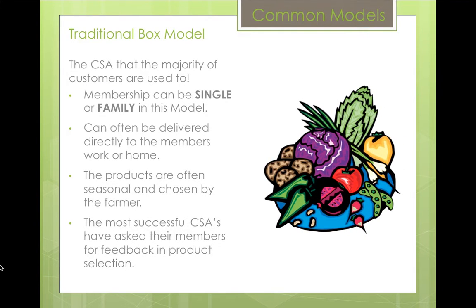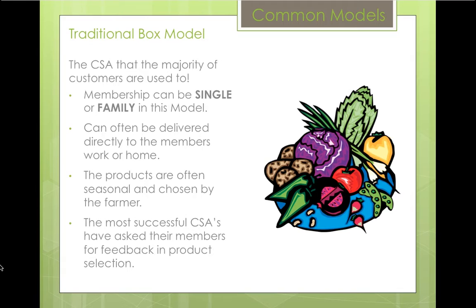Here we see the traditional box model, and I think the majority of small farms are going to be used to this version. Usually your memberships are sold in a single or a family style version, and it can be delivered directly to the members at home or at work. Now when you do deliver it to work, you can see as many memberships as 50 to 100 in one single place, which is really cost effective for the small farms. And the products sold in these packages are usually seasonal and oftentimes chosen by the farmer.